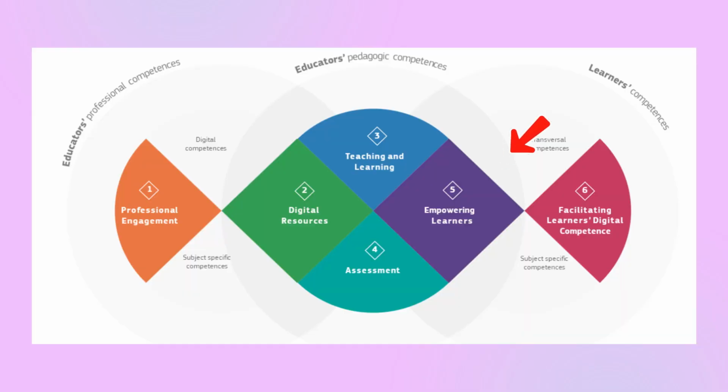Area 5 consists of using digital technologies to support learner-centered approaches by promoting learners' active engagement, creativity, exploration, and ownership of their learning. It also includes using digital technologies to provide personalized learning opportunities adapted to learners' individual needs, interests, and competence levels, while ensuring inclusion, accessibility, and equal opportunities for all learners.